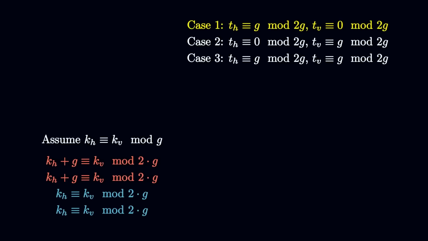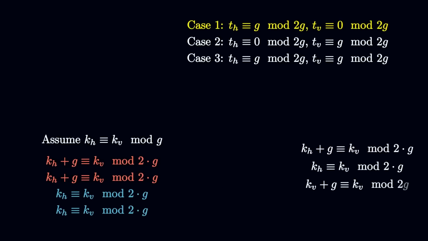If we assume all 4 are true, then we can substitute our third equation into our second to see that kv is congruent to g plus kv mod 2g, which would have to mean that g is a multiple of 2g, which isn't possible. Therefore, all 4 being true is impossible, so either 0 or 2 must be true. And since we assumed that kv was congruent to kh mod g, then mod 2g we should see that either the 2 are still congruent, or one is congruent to the other plus g.